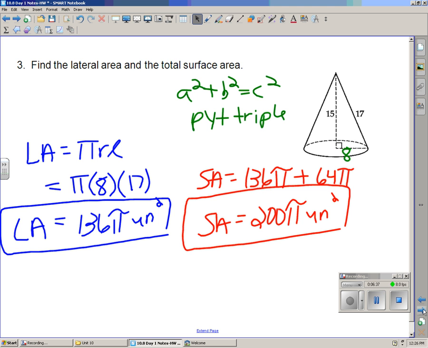And that's it. So again, the important thing to remember is that the lateral area is pi RL. Again, that's given to you in the Regents reference sheet. And then the surface area is pi RL plus pi r squared.